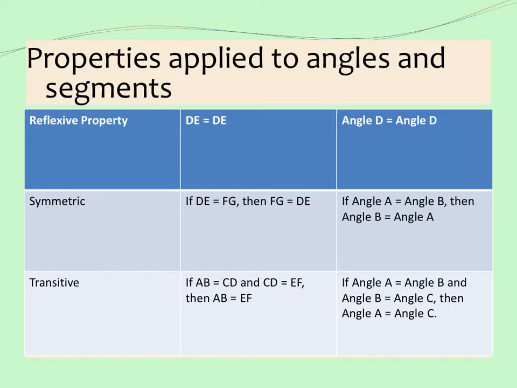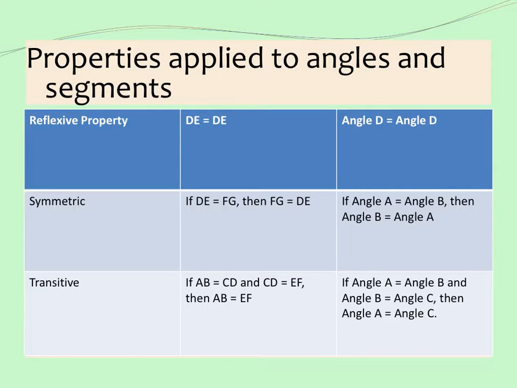Okay, so all of those properties apply to segments and angles. So a reflexive property obviously is true for numbers and variables, but it's also true for segments and angles. So if I said, give me an example of a reflexive property using a segment, you could say something like DE equals DE. You're saying that a segment equals itself. And then angle D would equal angle D would be an example of a reflexive property applied to angles.